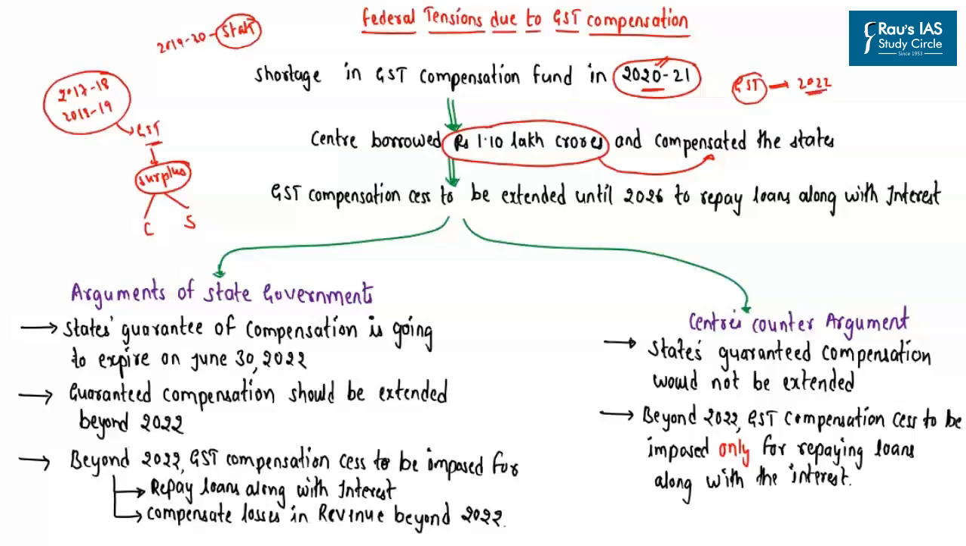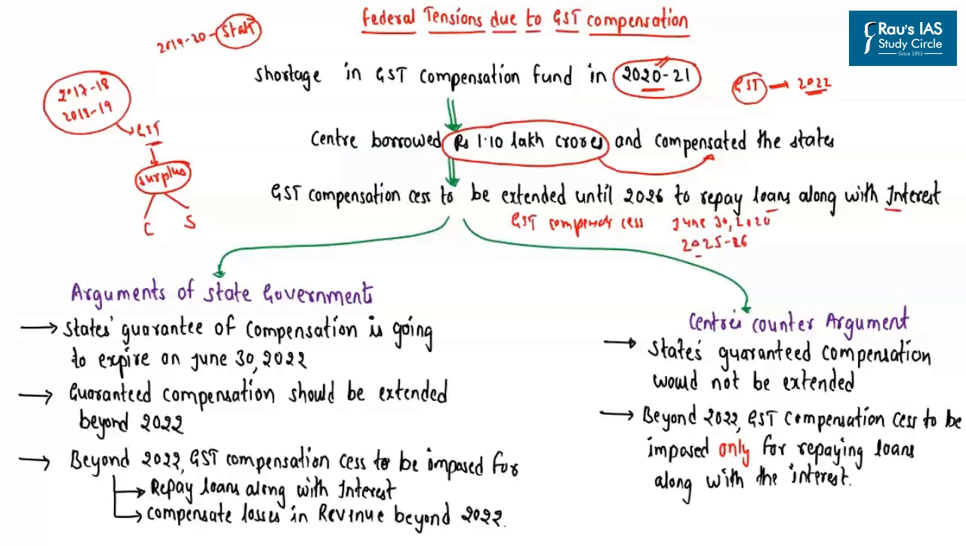But here, the central government has borrowed money, and this borrowed money is required to be paid back along with the interest. So in order to repay these loans along with the interest, the central government said that we will extend the GST compensation cess. Earlier, the GST compensation cess was to be in existence only until June 30, 2022. But now it has been extended until the end of 25-26.